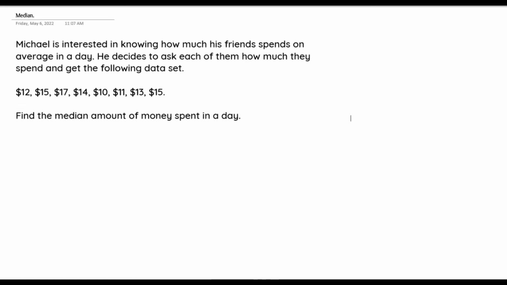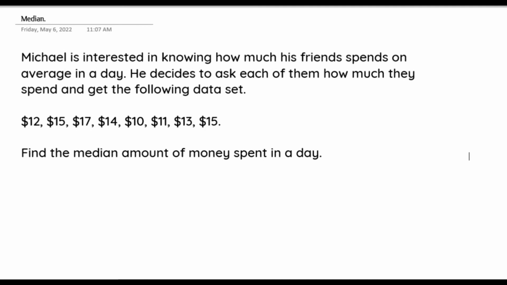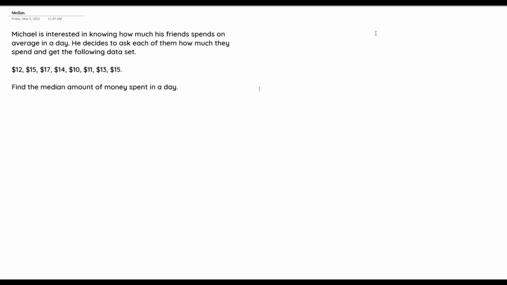So our question says that Michael is interested in knowing how much his friend spends on average in a day. He decides to ask each of them how much they spend and gets the following data. So we have $12, we have $15, down to $15. So we are supposed to find the median amount of money spent in a day. And how do we get the median of this type of data set? We have three steps to follow.